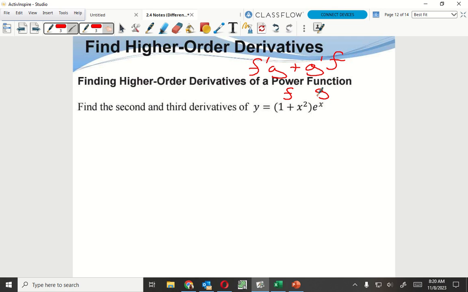So as you're doing these, I highly recommend labeling them like this, and then before you do anything, go off to the side. And so if f is 1 plus x squared, f prime would be 2x, very good. G is e to the x, g prime is e to the x.